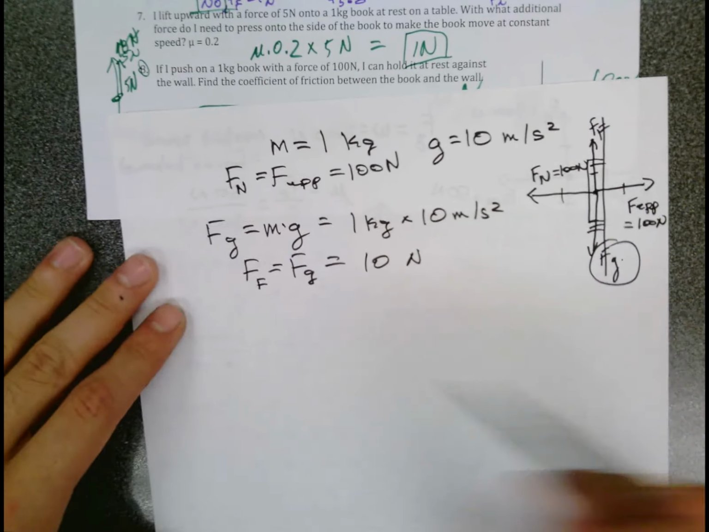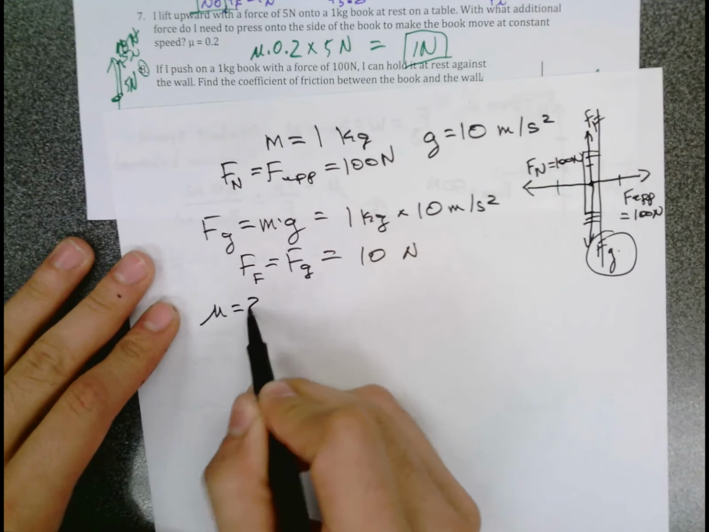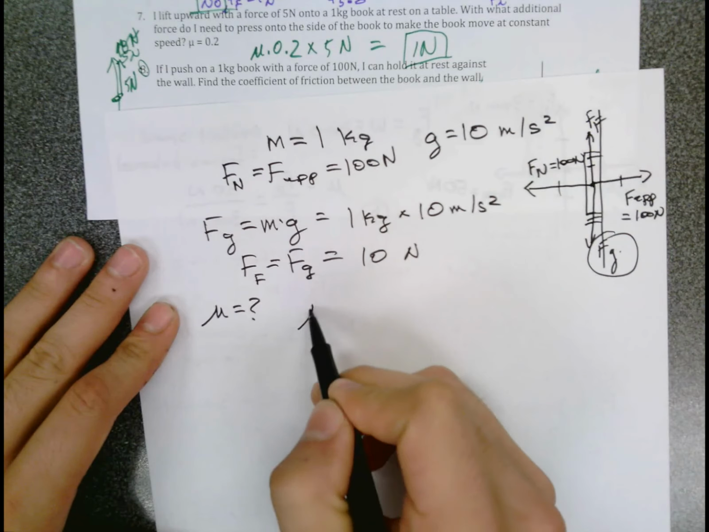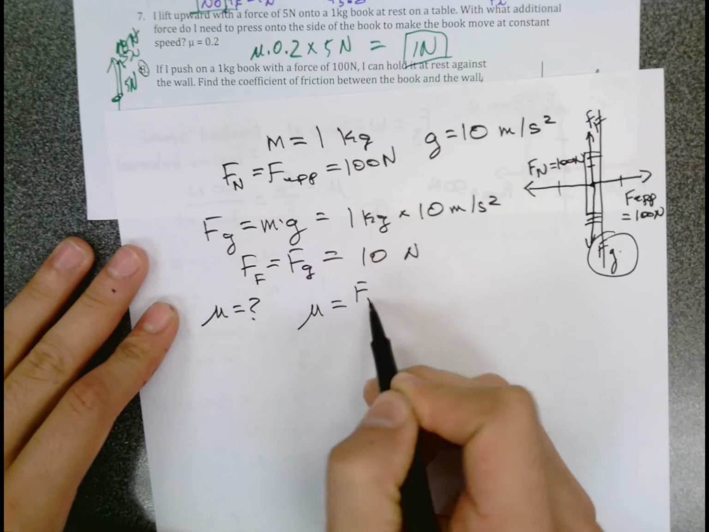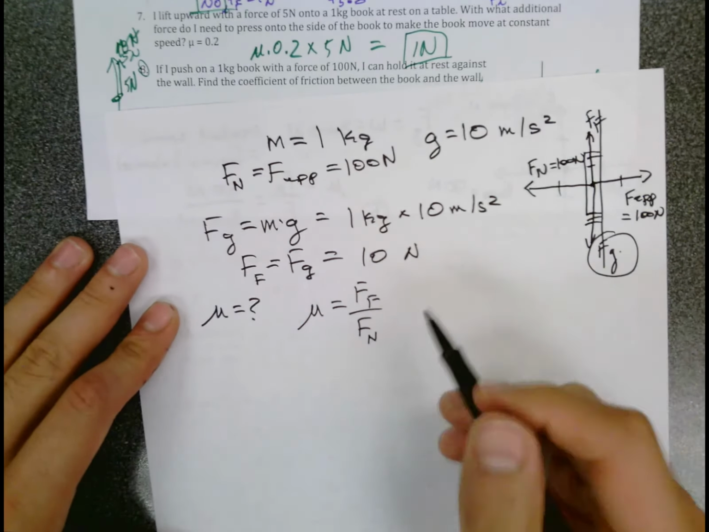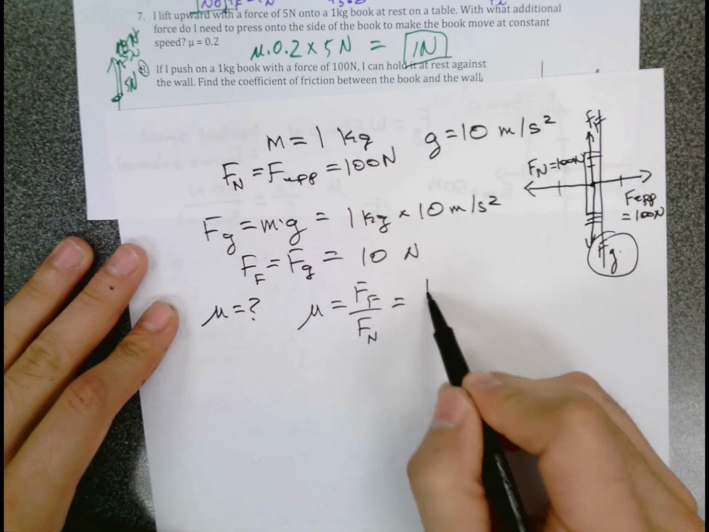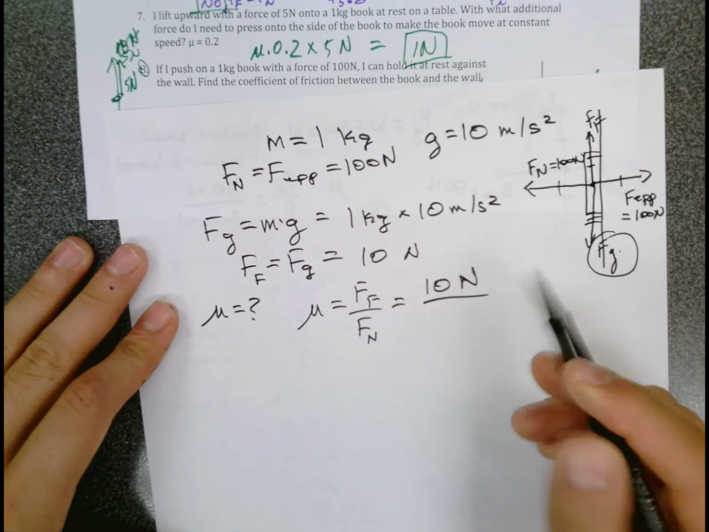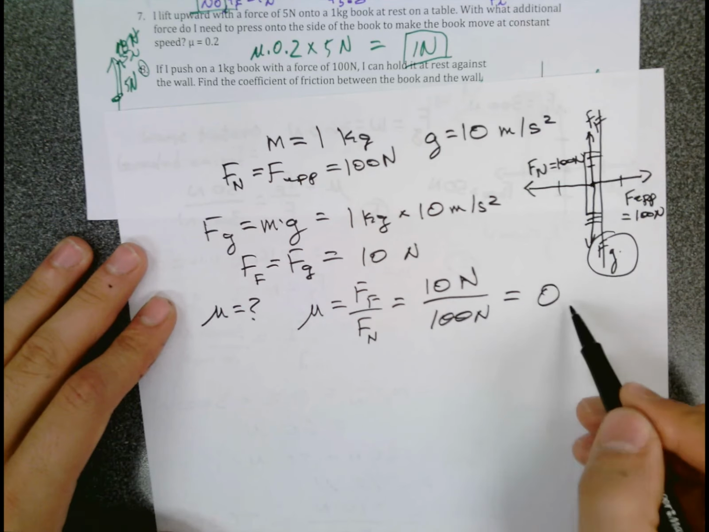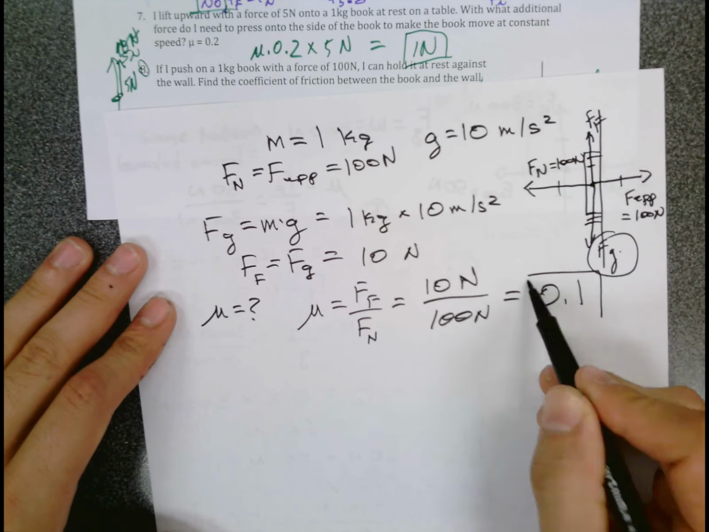The question asks for the coefficient of friction. The equation for coefficient of friction is the force of friction divided by the normal force. So once you plug everything in, you get 10 newtons divided by 100 newtons of normal force. You get a coefficient of friction of 0.1.